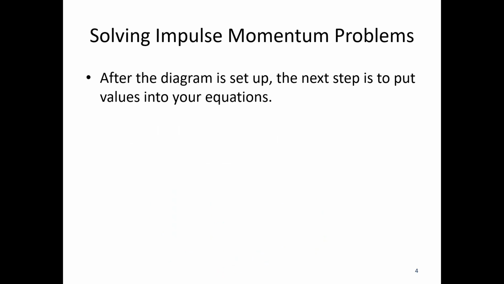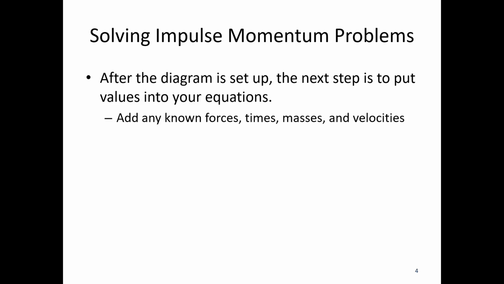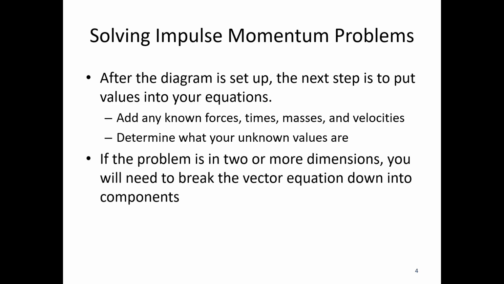So after the diagram is set up, the next step is to put values into your equation. Add any known forces, times, masses, and velocities. Determine what your unknown values are. And if the problem is in 2 or more dimensions, you're going to need to break that impulse momentum vector equation into components. So remember, these are all vectors, so we can have an impulse momentum equation for the x direction, for the y direction, and if we have 3D, we could have a z direction there as well.